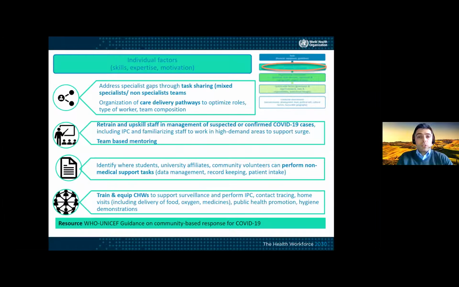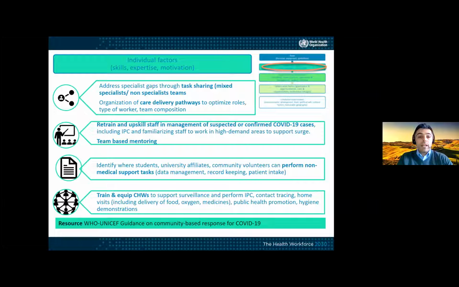Other factors that can be targeted at the individual level include optimizing the role of individual health workers through appropriate task sharing policies, for example, envisaging alternative or innovative models for delivery of care using mixed specialist and non-specialist teams, and organizing care delivery pathways accordingly, reflecting the local specificity in relation to type of workers and composition of both primary health care and specialized hospital-based teams.